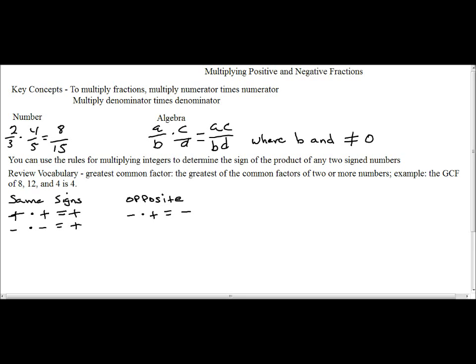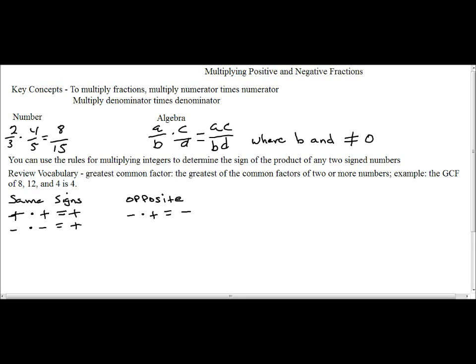We understand all that. Some review vocabulary that you must go back in your data bank and look at is greatest common factor, and the greatest common factor of two or more numbers. Example, the greatest common factor of 8, 12, and 4 is 4. It's the largest number that will divide equally into all three numbers.